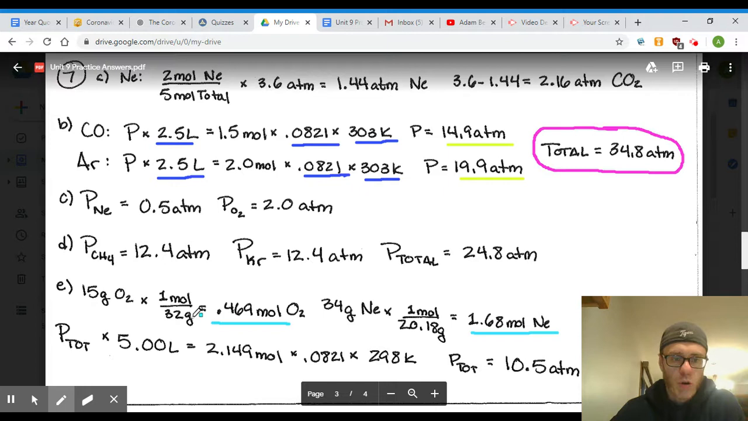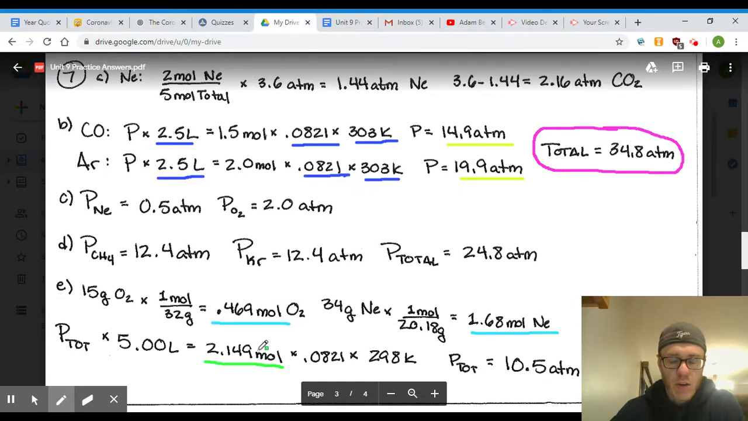This is the molar mass from the periodic table. We get 0.469 moles of O2. We do the same thing with neon, and we get this many moles of neon over here. This value right here is just both of those numbers of moles added together. When we add those numbers together, we get this value.